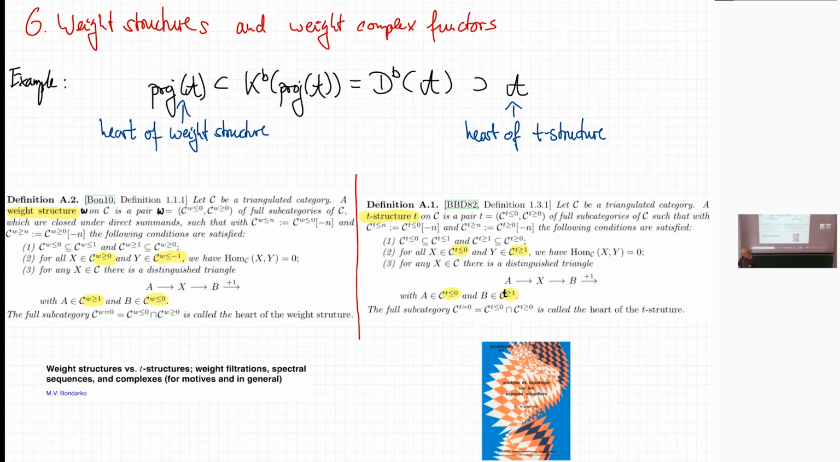And so T structures are very classical, defined in BBD, and weight structures are more new, I would say, and they were defined by Bondarko in the context of motives. But you can use them wherever, yeah? You can apply them to any triangulated category. Okay, so very similar axioms, but different outcome.